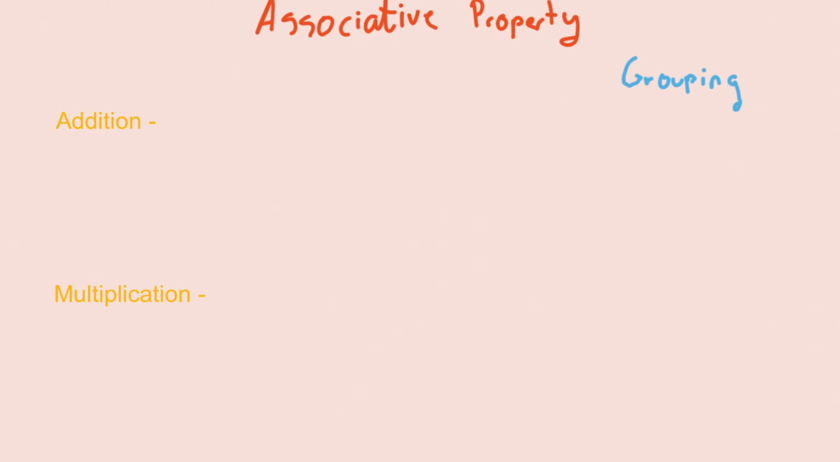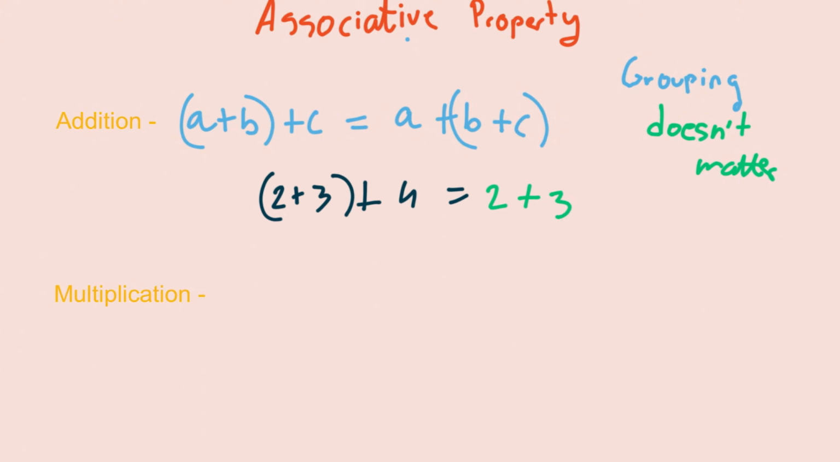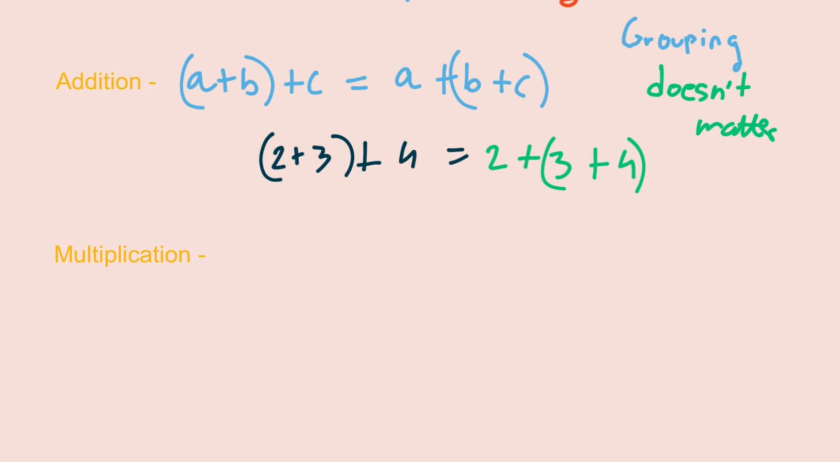Okay, the next is the associative property. What this one means is the grouping doesn't matter. This one also has specific rules for each operation. So for addition, A plus B in parentheses plus C is the same as A plus B plus C, with B plus C in parentheses. An example of which, 2 plus 3 in parentheses plus 4 is the same as 2 plus 3 plus 4 in parentheses.